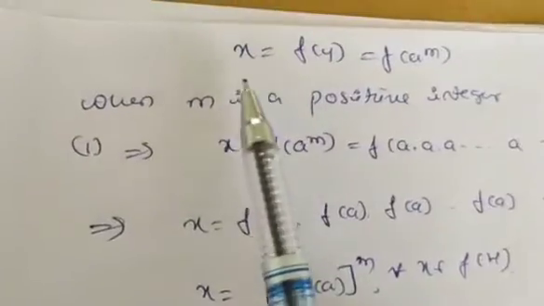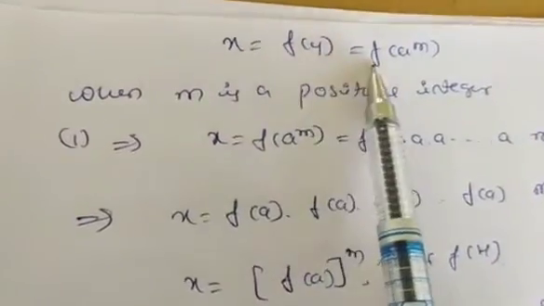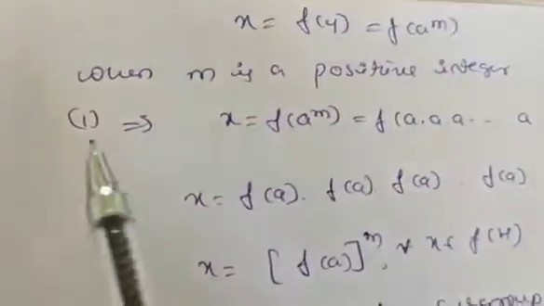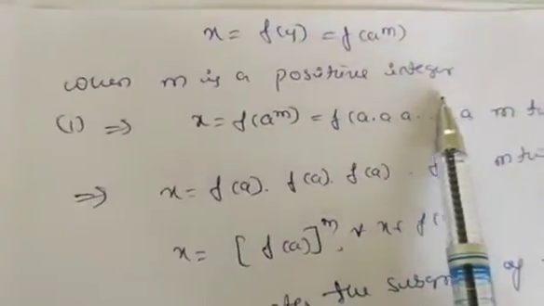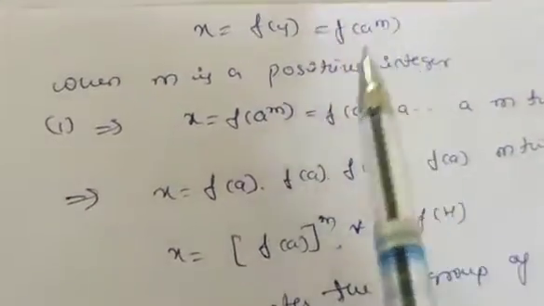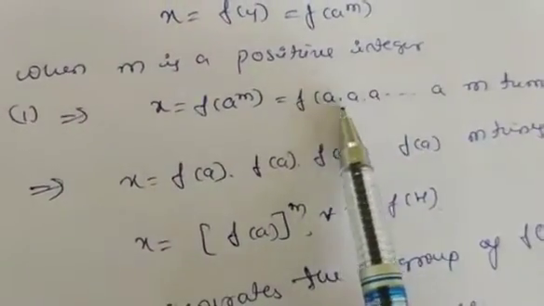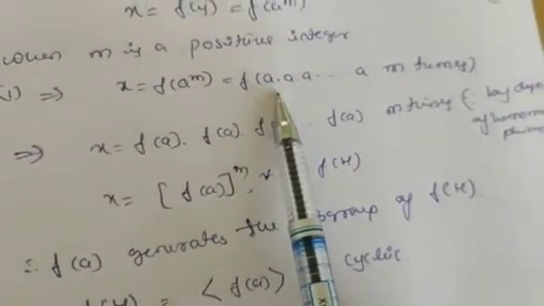So let x be equal to f of y, which is equal to f of a raised to m. First, when m is a positive integer, let us see what happens. Then x is equal to f of a raised to m. A raised to m means a into a up to m times. Now apply the definition of homomorphism.